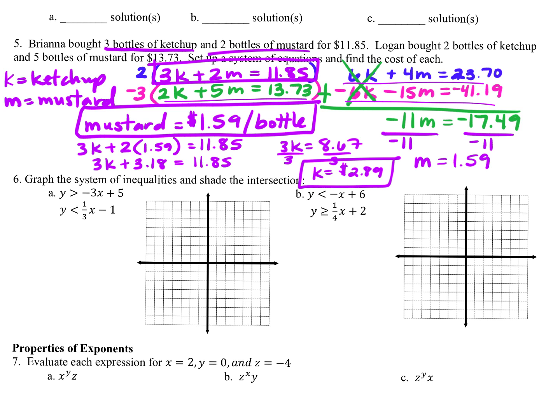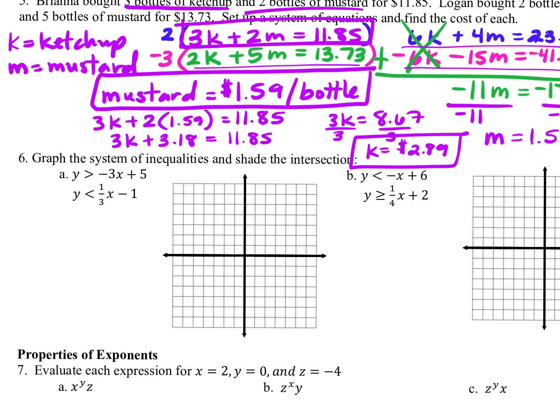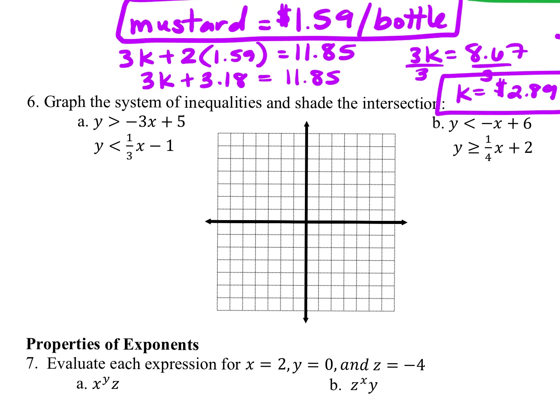Okay, graphing systems and shading. This is the fun one, right? Do you remember doing this? You get to shade it all one way, shade it all another, see where they overlap. It's beautiful. So the first thing we're going to do is graph them like they're a line, like they're an equation. y equals negative 3x plus 5.